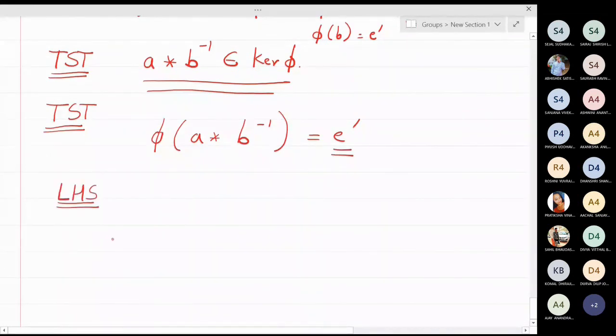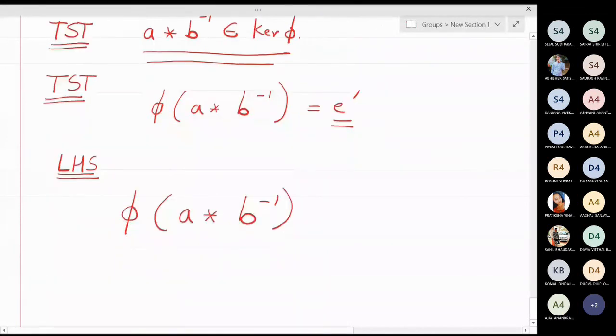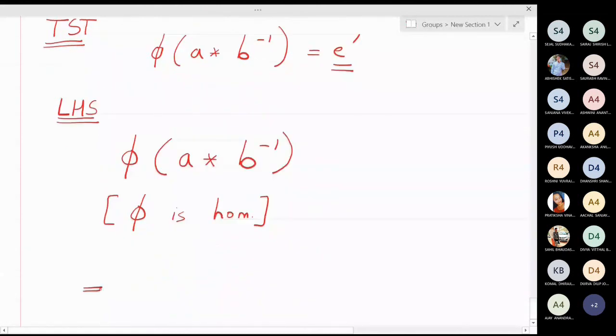So when I start with the left hand side, phi of A star B inverse is equal to how much? Now we all know that phi is a homomorphism. Once phi is a homomorphism, we can use the definition of a homomorphism. Phi of A star B inverse is equal to phi of A star dash phi of the second element. The second element is B inverse, right? So this, by the definition of homomorphism, is equal to phi of A star dash phi of B inverse.